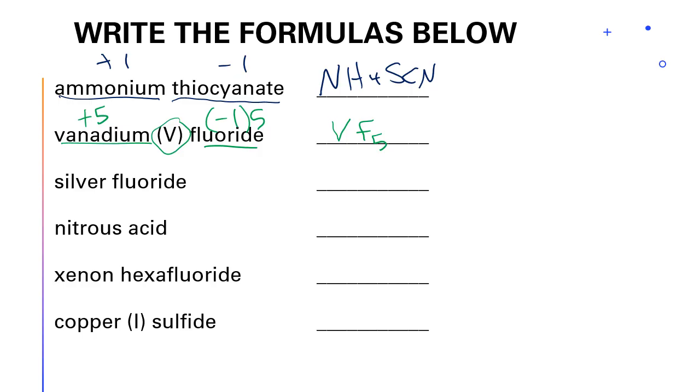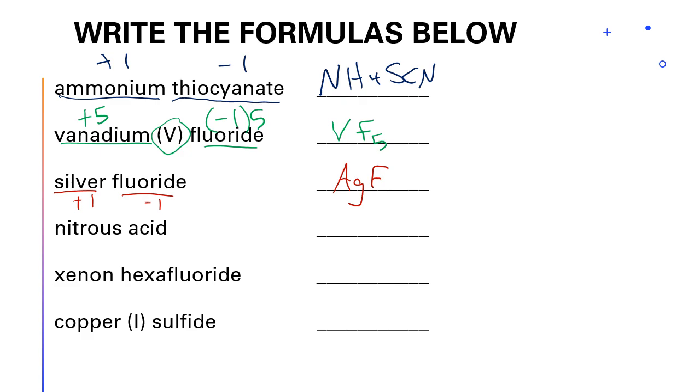Next, we've got silver fluoride. Silver is Ag with a +1 charge. Fluoride is F with a -1 charge. Those charges automatically cancel, +1 -1, so we're done at AgF.